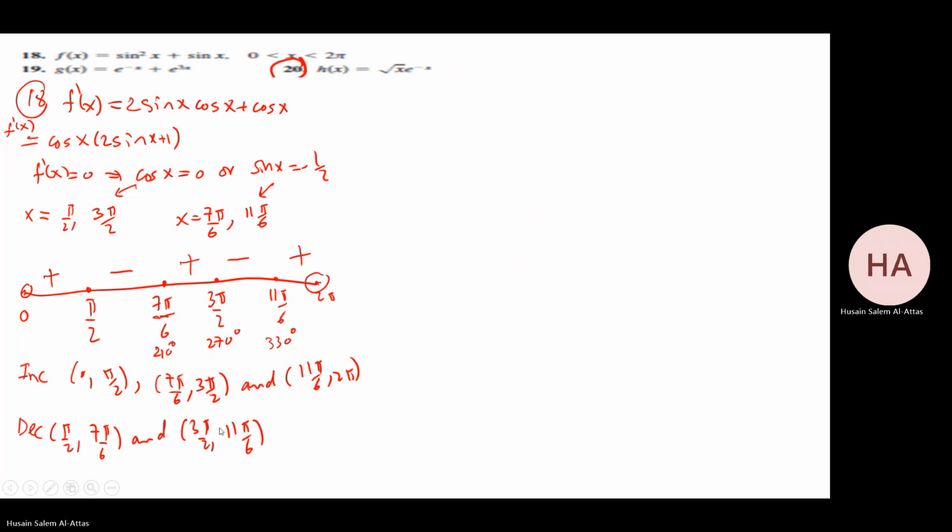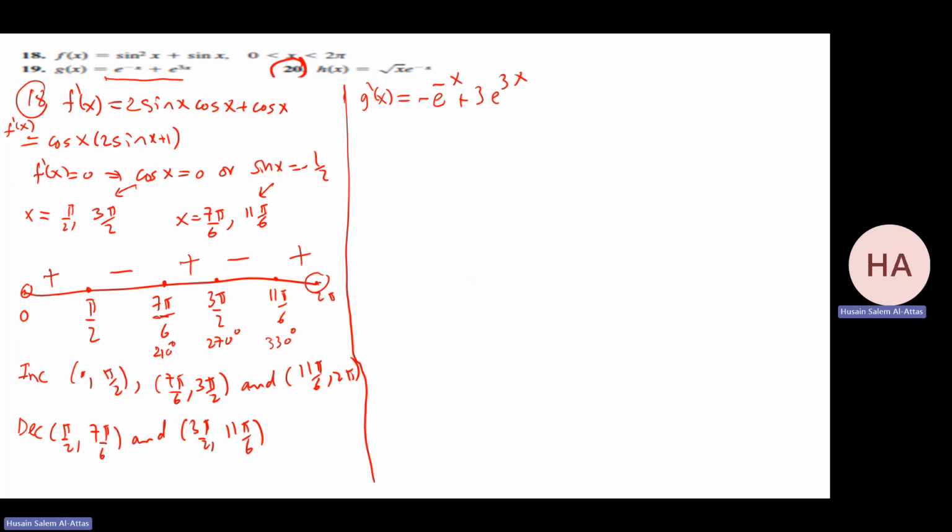Okay. Let me do the next one. As I said, we have the same thing. The domain here is real numbers, nothing to worry about. So I'll go to G prime. G prime will be what? It will be minus e to the minus x plus 3 e to the 3x.